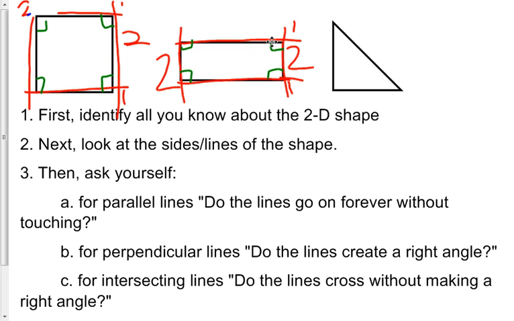So there are no parallel lines in the triangle because there's no lines that don't touch each other if they keep going across. But there's one right angle at the edge of the triangle, and there are two intersecting lines right here and right here. So you see there are acute angles, and intersecting lines can also be obtuse sometimes.